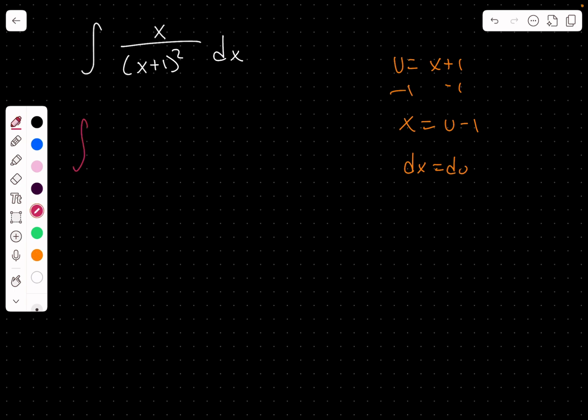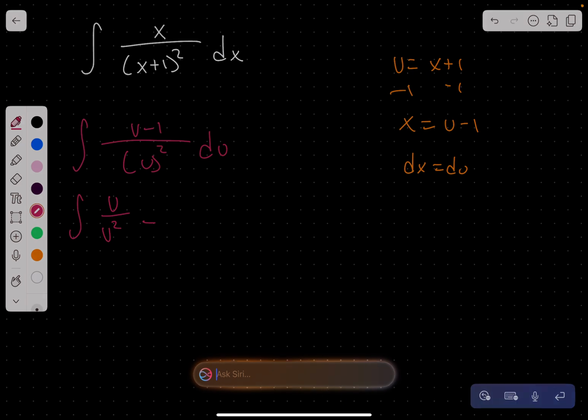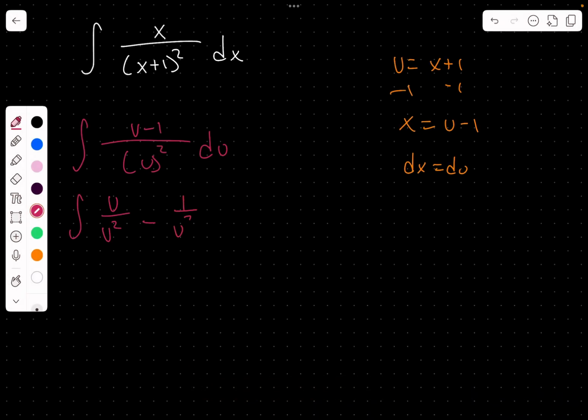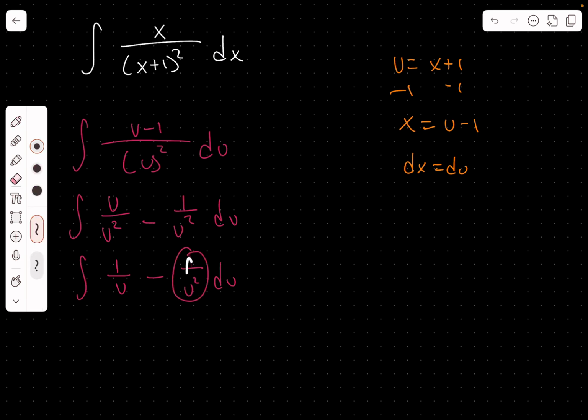We let x equal u minus 1, so we have u minus 1 over u squared du. We can rewrite this as u over u squared minus 1 over u squared du. Then we can simplify it. We get 1 over u minus 1 over u squared du. But we need that denominator to be in the numerator so that we can touch it. So actually, that's going to be u to the negative 2.